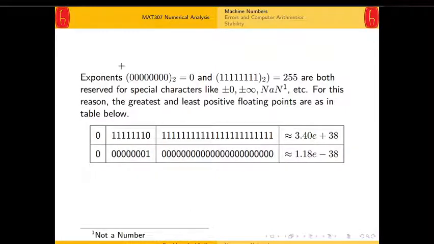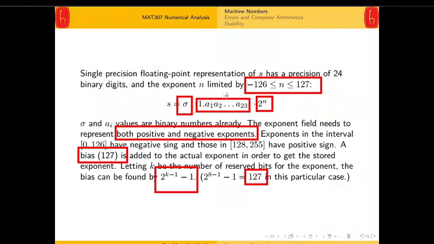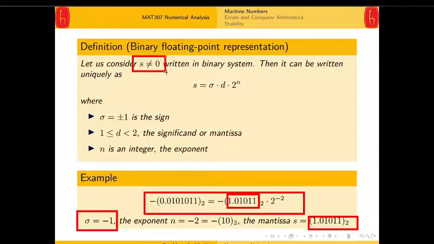Also, the exponent with 0 in all positions, so this is 8 zeros in the binary system, is basically 0, and 8 ones in the exponent position will be 255. These two are reserved for special characters like plus and minus 0, plus and minus infinity, and not a number. Because if you see our assumption, s was non-zero, but 0 is still a number, so we need to represent 0 in the machine as well.